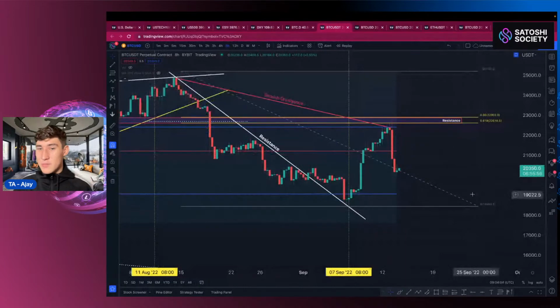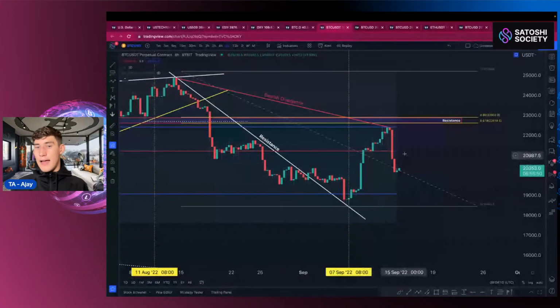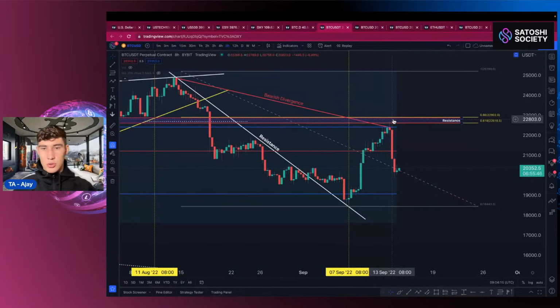Why I think this is because I do think a lot of people have entered a lot of early shorts here. Now, the short that I entered, I don't consider that an early short. I consider that a short before the movement happens. I did enter that short.